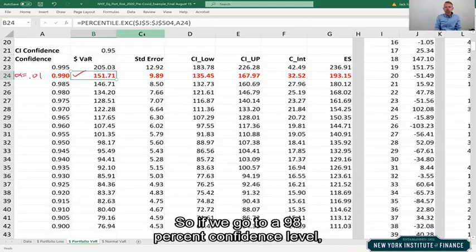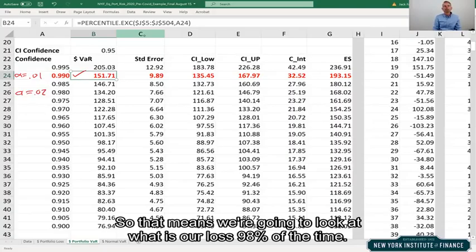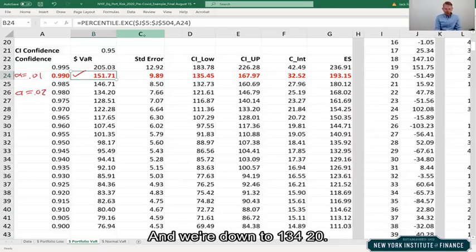So if we go to a 98% confidence level, so alpha equal to 0.02, that means we're going to look at what our loss is 98% of the time. Then we're down to 134.20.